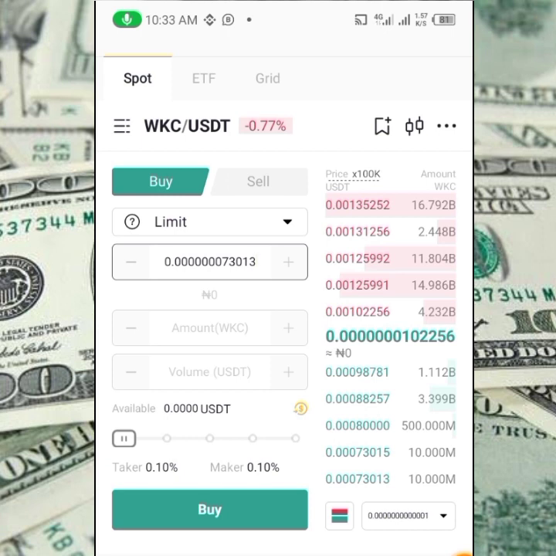Now you can leave your trade to always be at limit. By then you must have deposited your USDT here before selecting your pairs. By doing that, you can now drag this cursor from this end to this very end. By doing that, all the amount of USD you have would be placed for WKC. Then you click on buy.